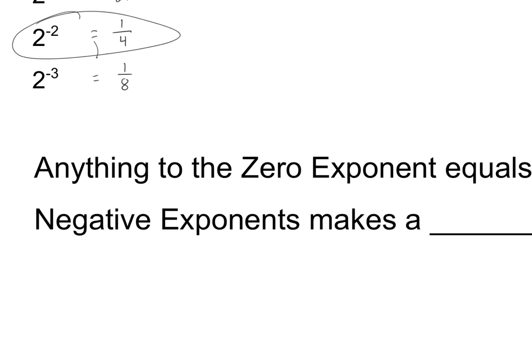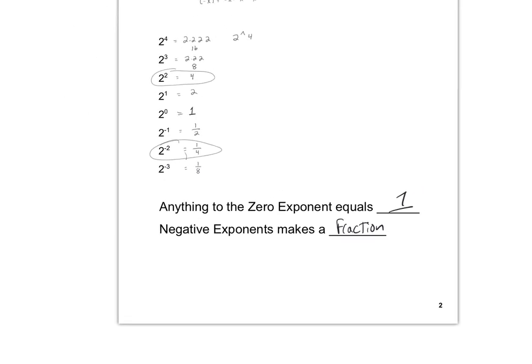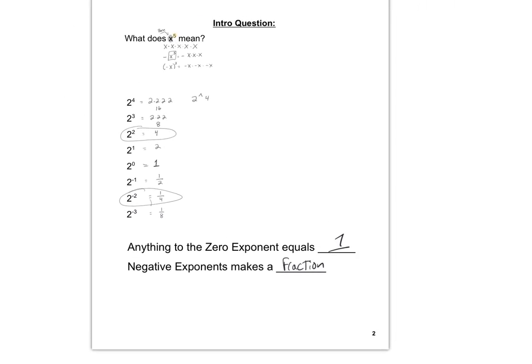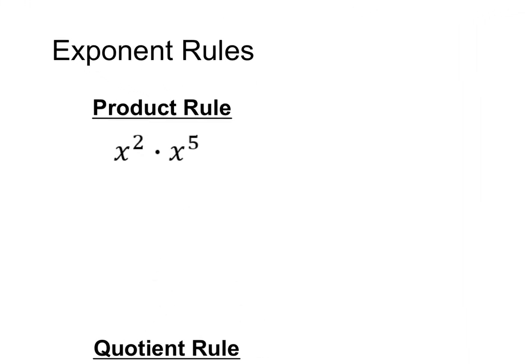A couple of takeaways. Anything to the 0 exponent equals 1. A negative exponent makes a fraction. Anytime you have a negative exponent, you're going to create a fraction with it, as long as that negative exponent is in the numerator. We'll talk about that a little more later. So that's just some basics with exponents. Now let's look at 3 rules. We're going to look at what we call the product rule, the quotient rule, and the power of a power rule.